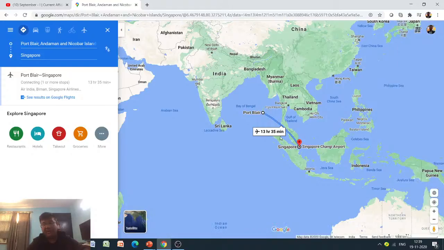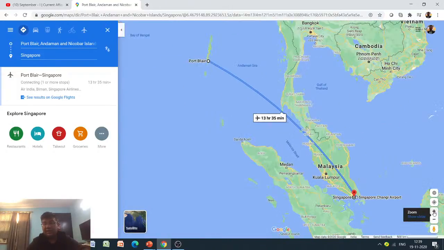This is Indian mainland and this is Port Blair, part of Andaman and Nicobar Islands. And from there it's a 13-hour flight as per this thing till Singapore. Now this is Singapore. Now what is the significance?